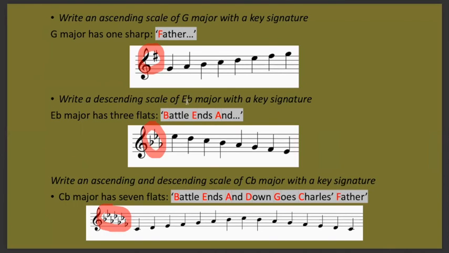Write a descending scale of E flat major with a key signature. E flat major has 3 flats, battle, ends, and. So I'm popping that here and then just very simply writing a descending scale from E flat going to E flat. And finally, write an ascending and descending scale of C flat major with a key signature. C flat major has 7 flats, battle, ends, and down goes Charles's father in this exact order. So B, E, A, D, G, C, F. And then writing the scale going up and going down.